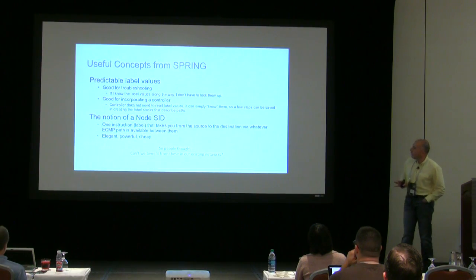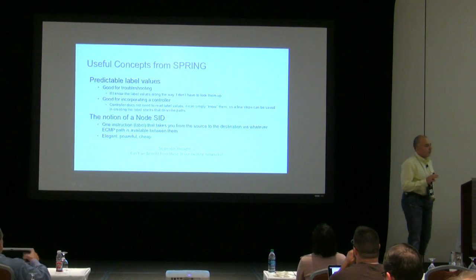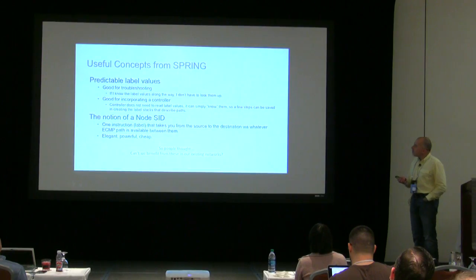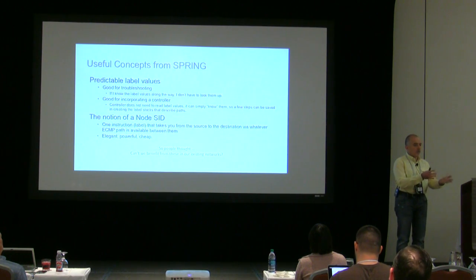The two nuggets that I want to talk about are predictable label values and the notion of this node SID. And those things are good for a variety of reasons. Predictable label values are really great for troubleshooting, especially if you start introducing controllers into your network. They're good for troubleshooting because instead of figuring out which label needs to be on this link, you just know what the label is. So you've saved one step of troubleshooting. And if the label doesn't change, you've saved a bunch of other steps of troubleshooting.